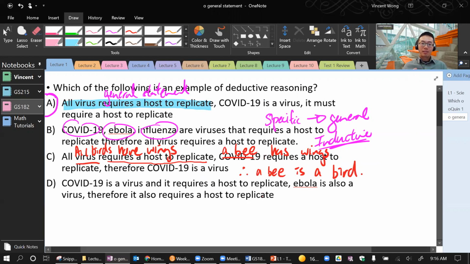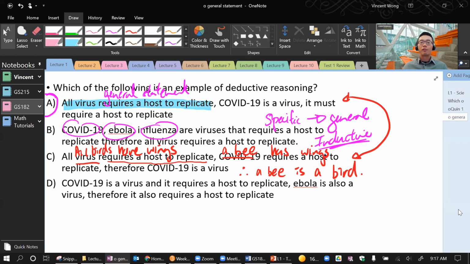The logic is reversed. If this was proper deductive reasoning, it should be COVID-19 is a virus, therefore it requires a host to replicate. Okay, you can see the first one and the third one, they look very similar, but only one of them has the correct flow of logic. So I'm going to pause for a moment and see if anybody has any question about that.